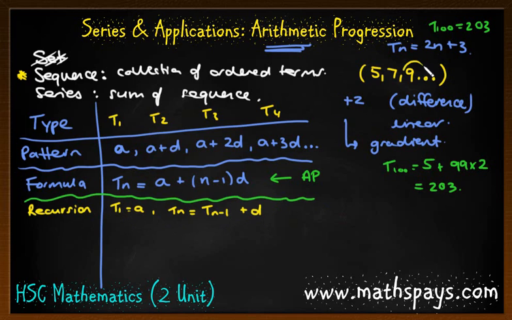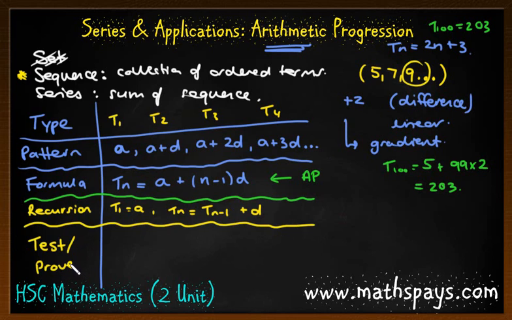So if we wanted to get 9, we could take the term before it, the second term, which is 7. 7 plus 2 is the 9. The reason why we do that is not for finding anything. I'll be honest with you, that's not really what we use it for. But we do get questions that ask us to test or to prove that something is, in this case, an arithmetic progression, or sometimes a geometric progression.